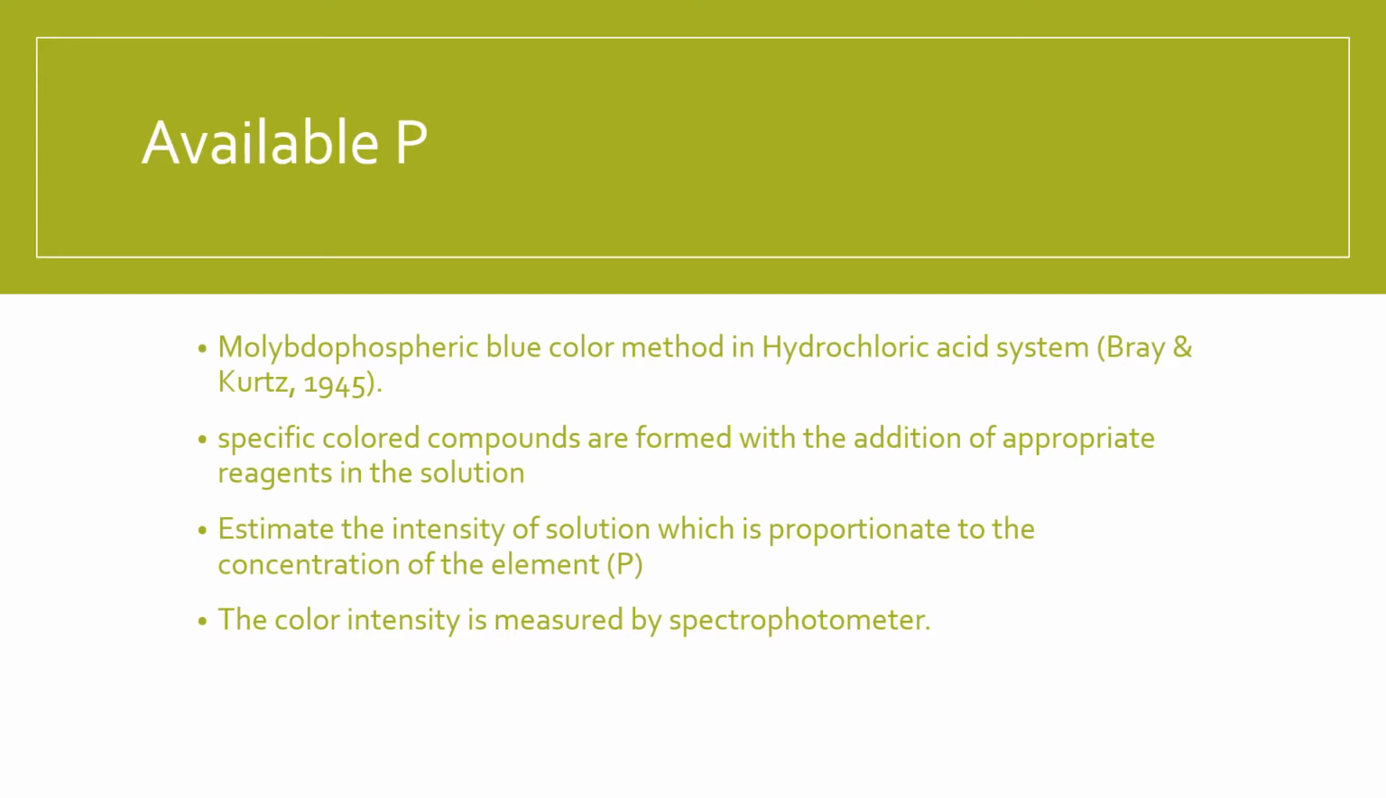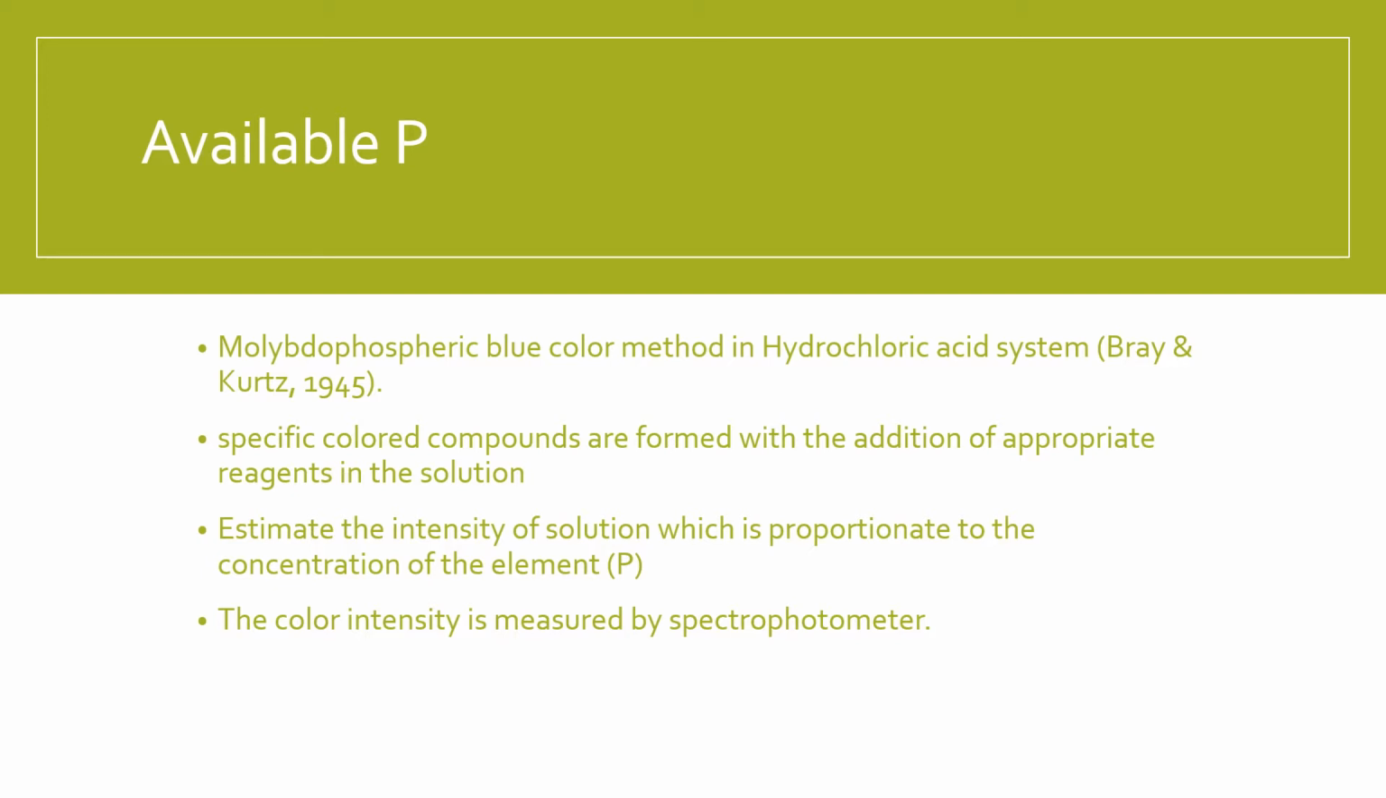Specific color compounds are formed with the addition of appropriate reagents in the solution, and then we estimate the intensity of the solution, which is proportionate to the concentration of the element. The color intensity is measured by spectrophotometer at 660 nanometer. The principle of this method is that we will use an extracting reagent called Lab3. We use Lab3 to extract some part of the phosphorus in soil.